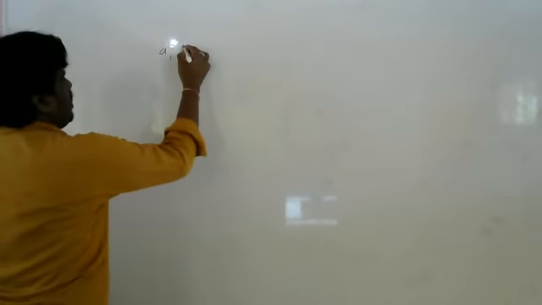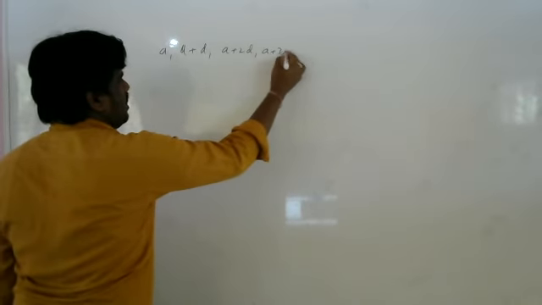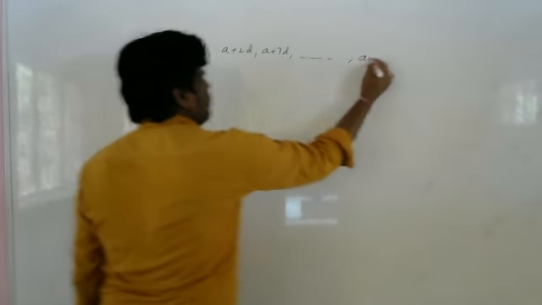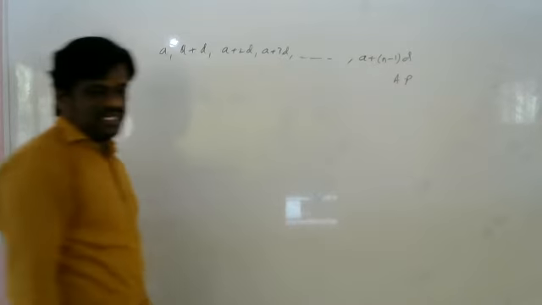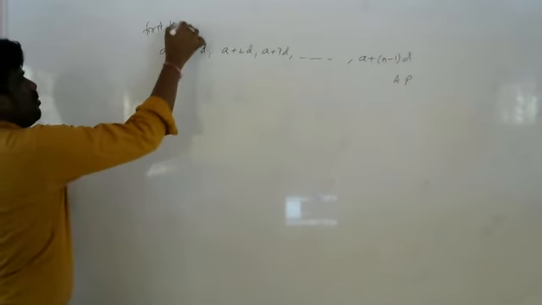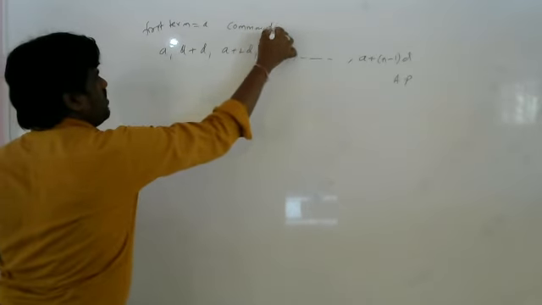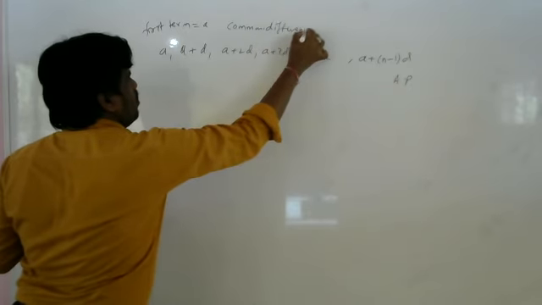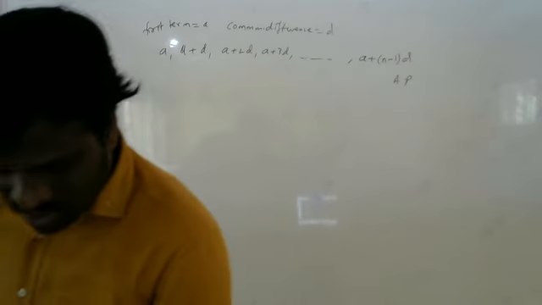See, what is HP? Harmonic progression, I'll tell you. A, A plus D, A plus 2D, A plus 3D, and so on up to A plus n minus 1 into D. We can say these are in AP, where the first term is A and the common difference is D.